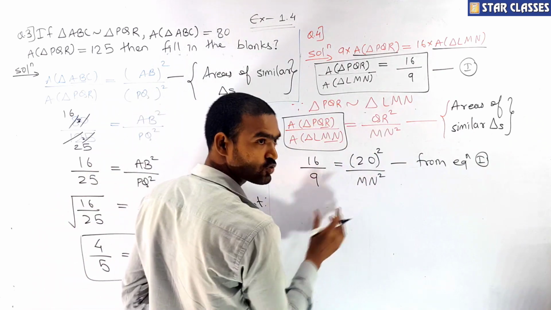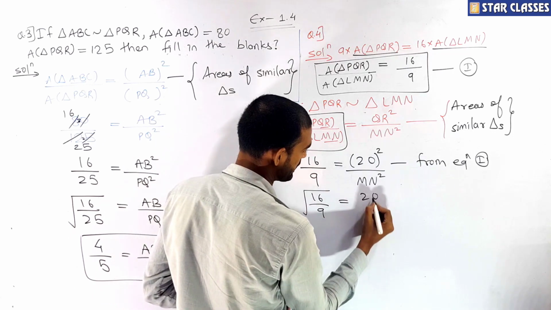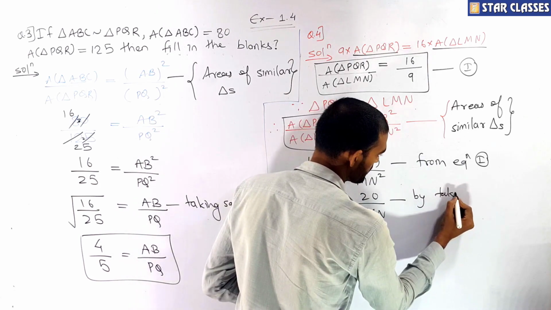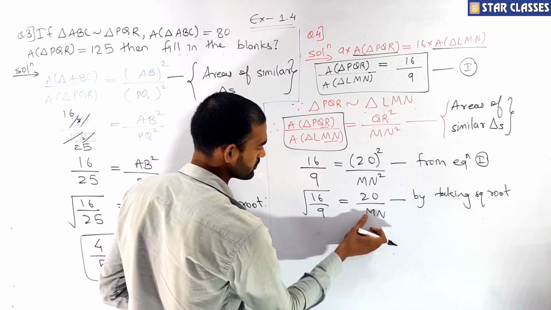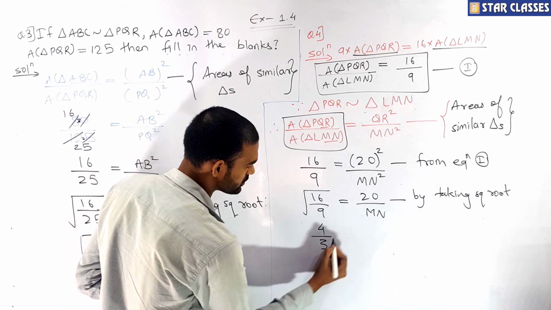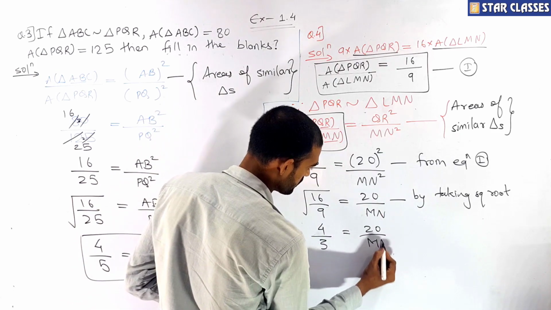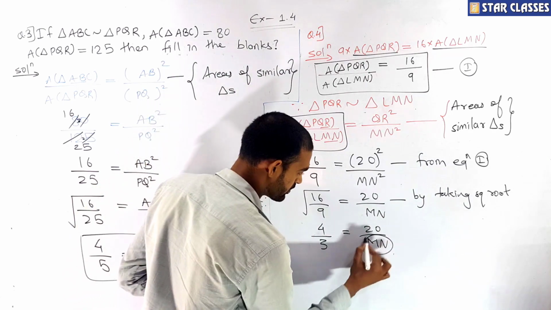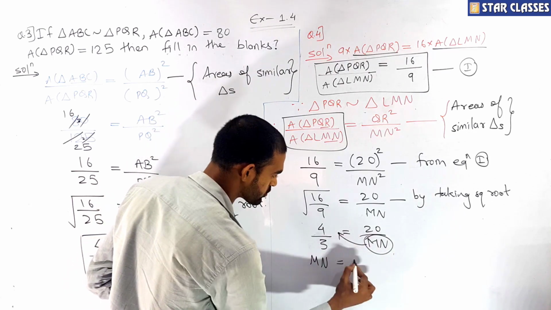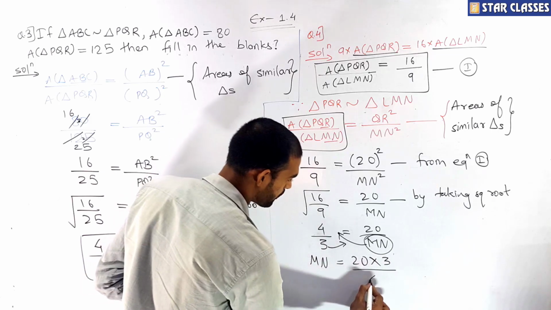Now what we'll do? By taking the square root, I will get 16 upon 9 on one side, and here I will get 20 upon MN. Next step, the square root of 16 upon 9 will give me 4 upon 3, which is equal to 20 upon MN. Now we need to find MN, so I'll take MN to this side. So MN is equal to 20 into 3 upon 4.